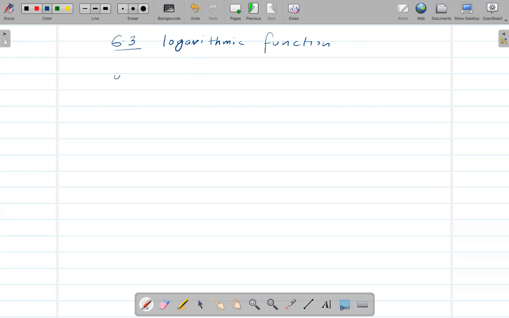So we know the exponential function form is y equals b to the power x, where b is greater than 0 and not equal to 1, right? And we said this is an exponential function. Let me just write b^x, which means exponential function. And then the logarithmic function is the inverse of the exponential function. If you go back to 6.1, I talked about how to find the inverse.